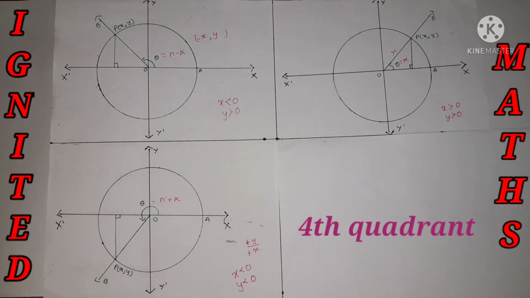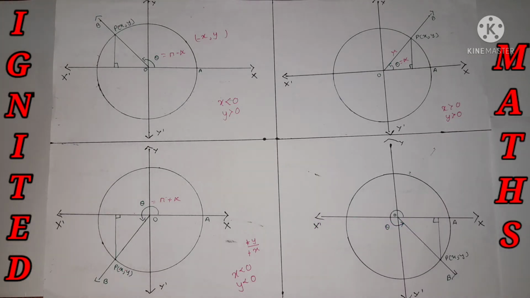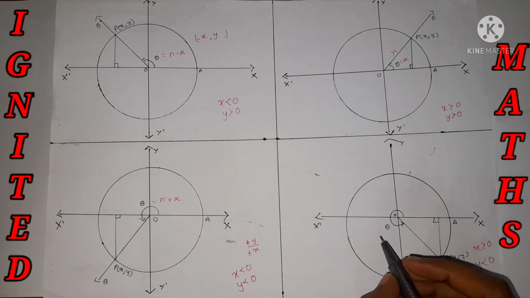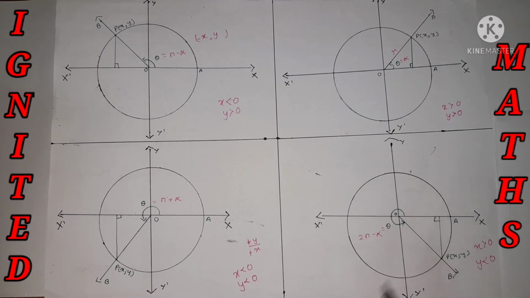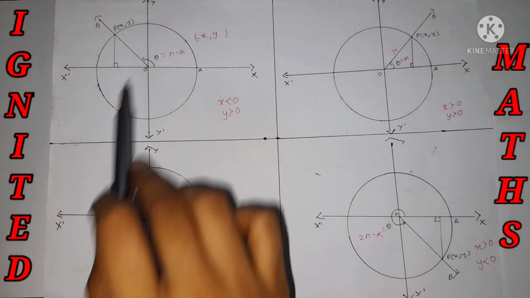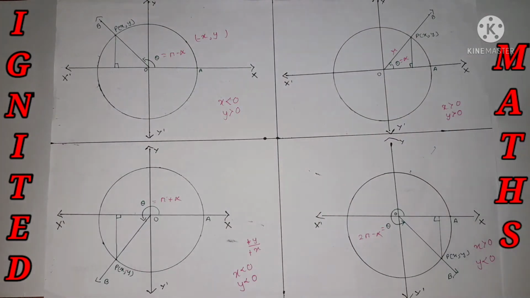Now let's move to the fourth quadrant. It's over here. Now the point P(x, y) lies in the fourth quadrant, in which x is greater than 0 and y is less than 0. And the theta value lies between 270 degrees to 360 degrees, 3 pi by 2 to 2 pi. I'll just write over here, theta is equal to 2 pi minus alpha. According to the quadrant, the theta value changes.